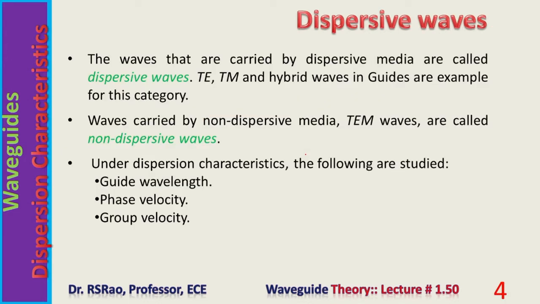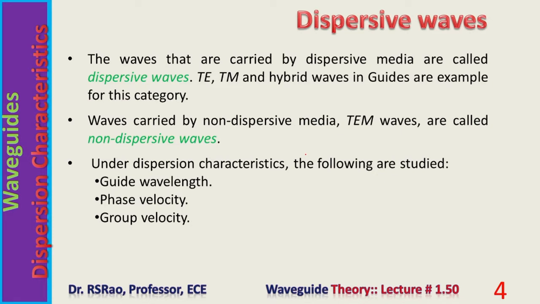The waves that are carried by dispersive media are called dispersive waves. TE, TM and hybrid waves in guides are examples of this category. Already it is known to us pretty well that electromagnetic waves can be divided into two categories: TEM and non-TEM. Under non-TEM, we have TE, TM, and TE plus TM. This TE plus TM is also sometimes called hybrid wave or mixed wave. TE, TM and hybrid waves in guides can all be grouped under non-TEM waves. So non-TEM waves exist in dispersive media and these waves are called dispersive waves.